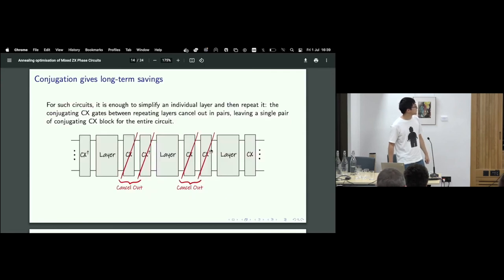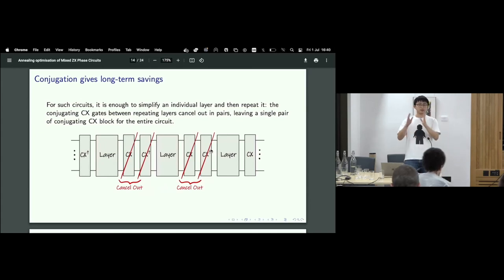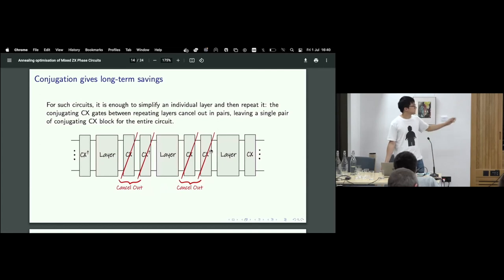It turns out that when you do conjugation by layers of CNOTs like this, it's actually quite nice for problems where you have some sort of variational ansatz of a certain shape and you want to repeat it for multiple layers, because these conjugations are just going to cancel out. That's how conjugation works, right? So at the cost of adding a few CNOTs at the beginning and at the end, you actually remove a lot of CNOTs in the middle, just like this.